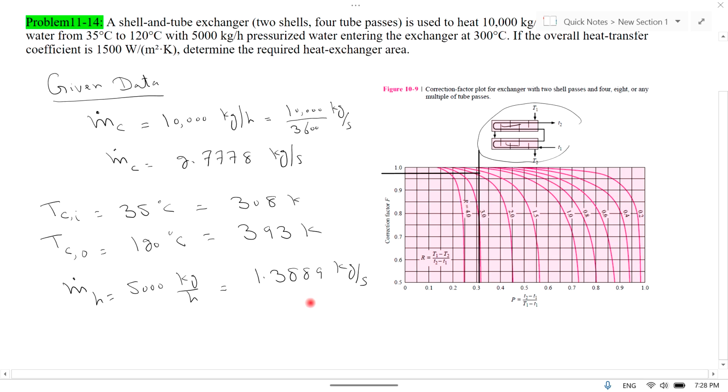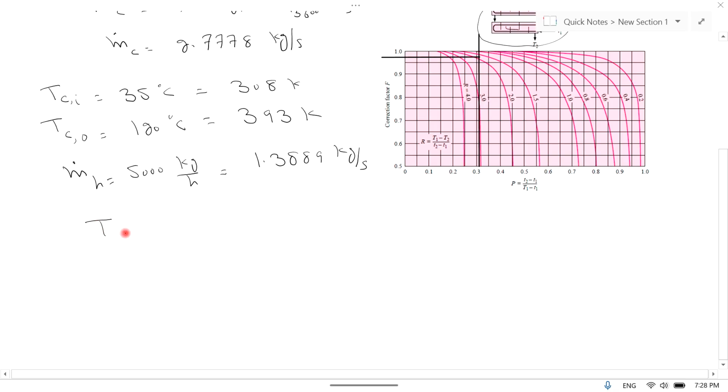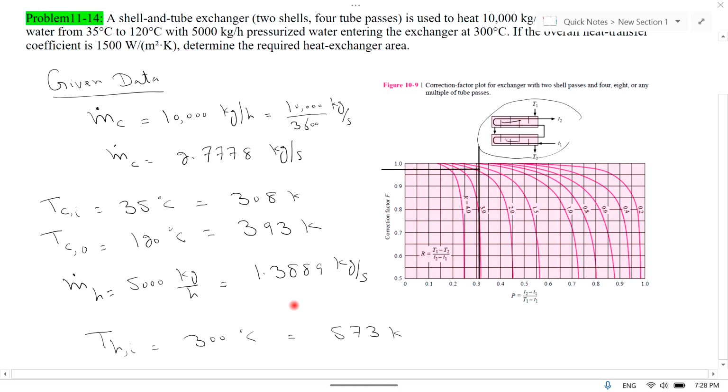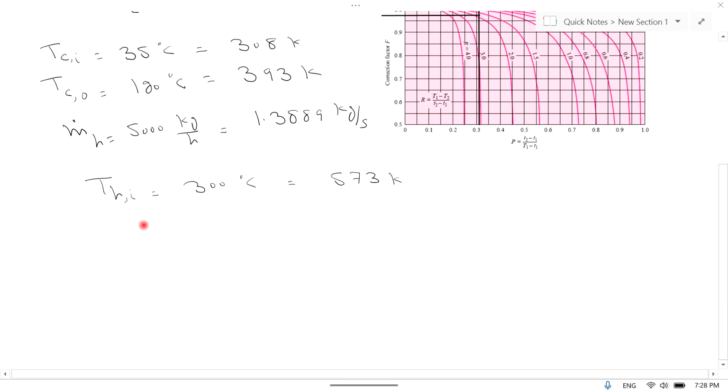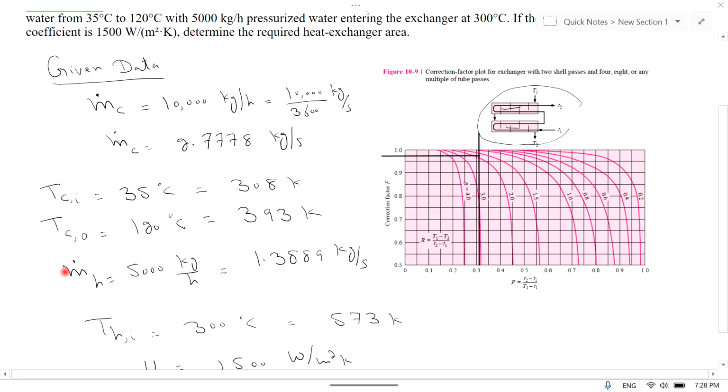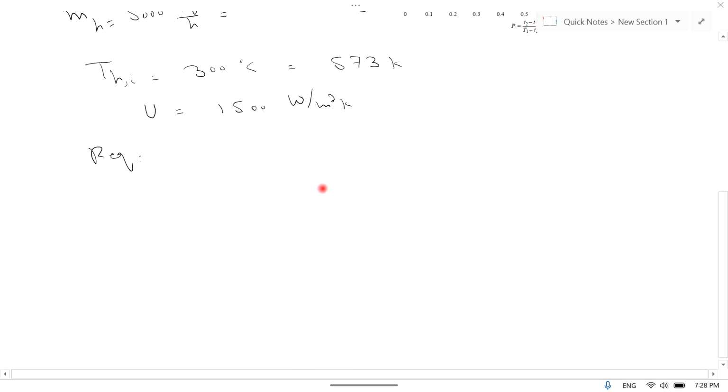Hot water entering the exchanger, the inlet temperature T_h,i is equal to 300 degrees centigrade. In Kelvin, this is equal to 573 Kelvin. If the overall heat transfer coefficient is 1500 watt per meter square per Kelvin, the overall heat transfer coefficient U is equal to 1500 watt per meter square per Kelvin. So required is to find the heat exchanger area A.